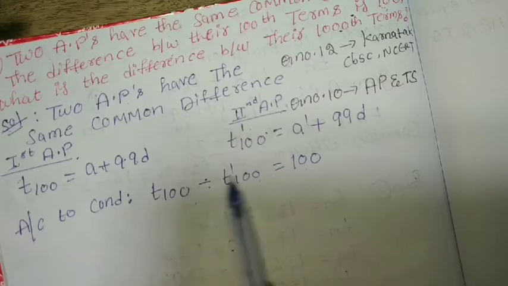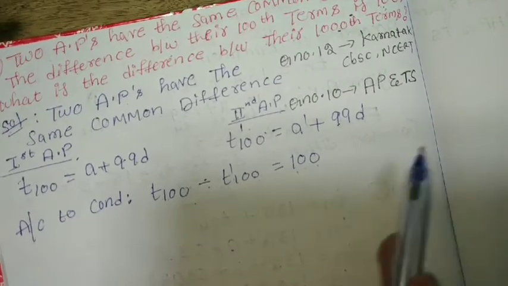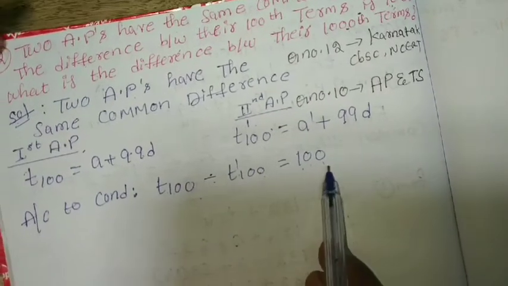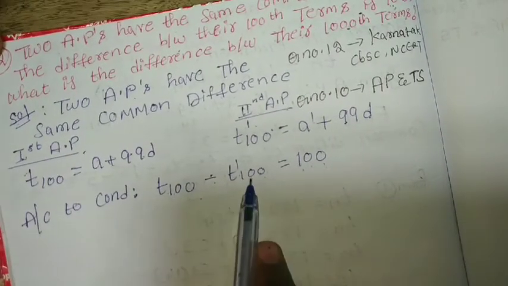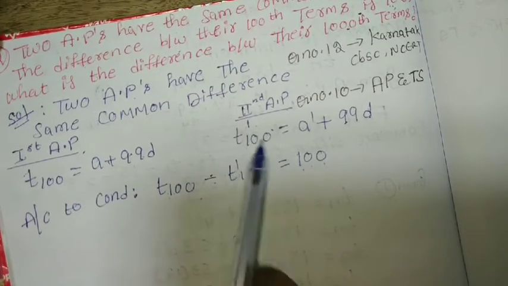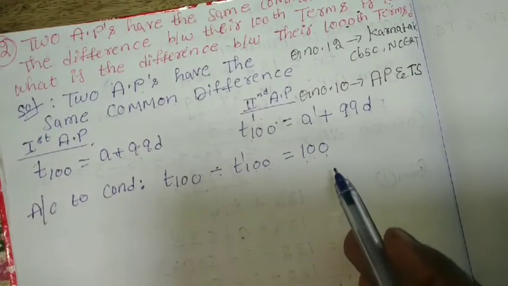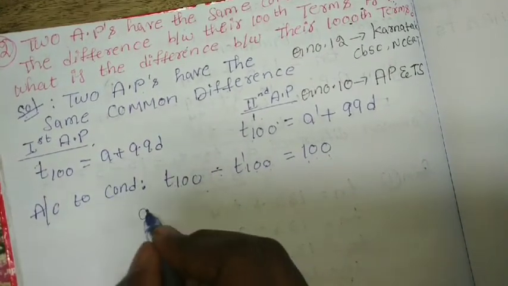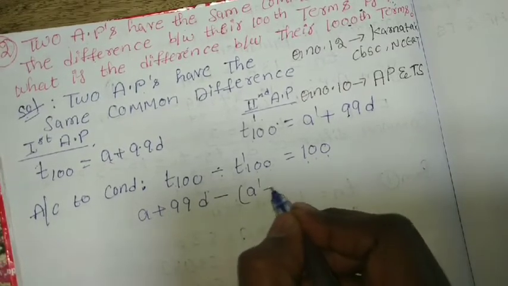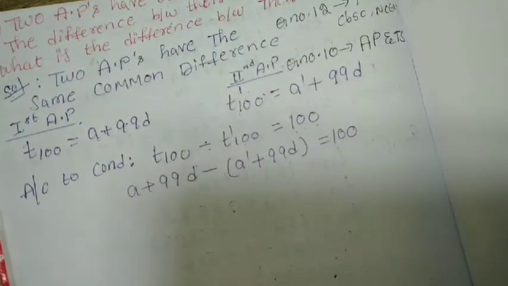The difference of these two arithmetic progressions is 100. This is the first arithmetic progression and this is the second arithmetic progression. T100 minus T100 dash is 100. What is T100 here? T100 is A plus 99D, minus A dash plus 99D, is equal to 100.